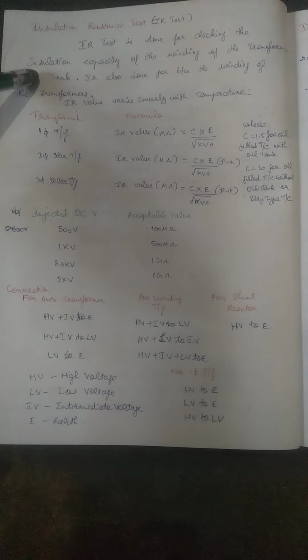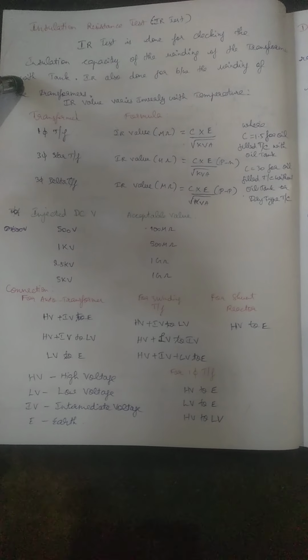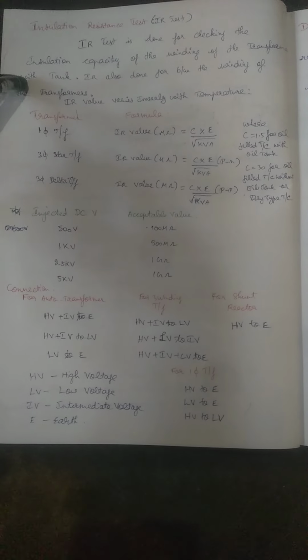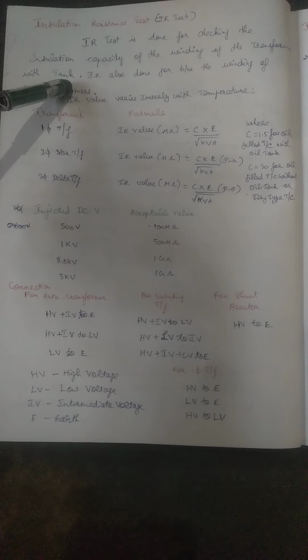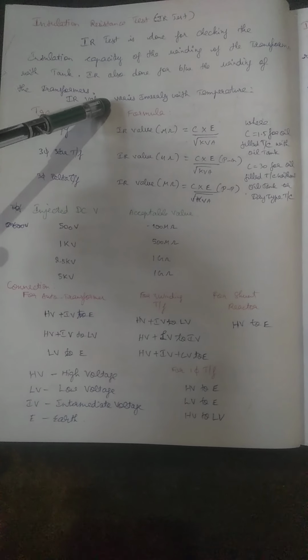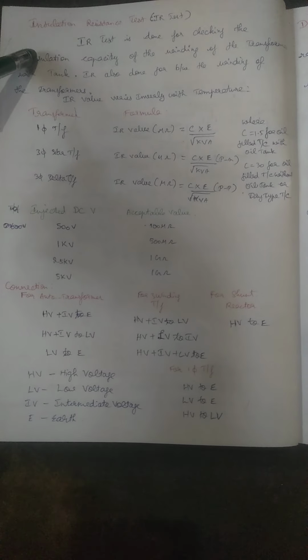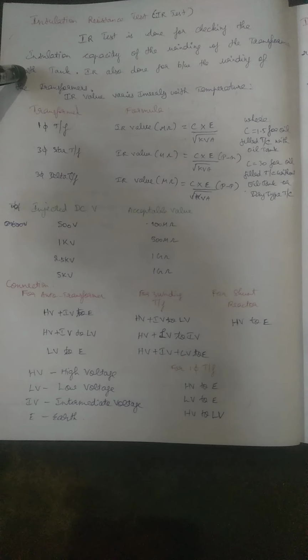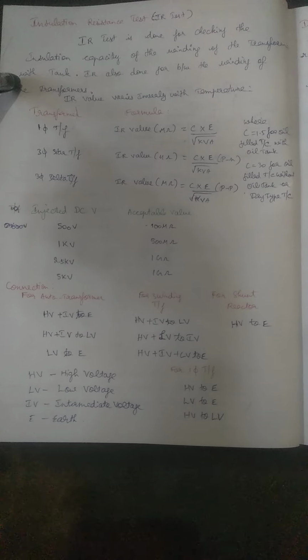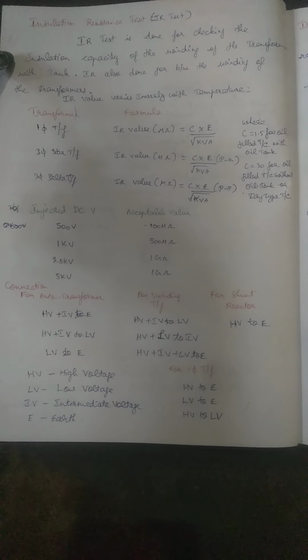any abnormalities, or if any winding or anything touches our ground part, the transformer will ultimately go to failure level. So we always need to have a clearance between the transformer winding and the tank. In order to ensure the clearance, we are doing this insulation resistance test.